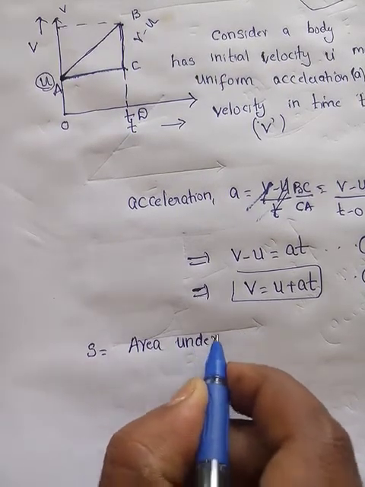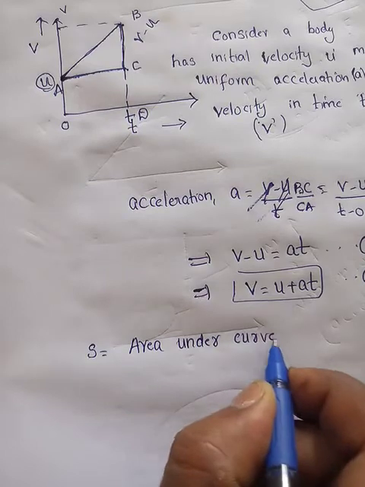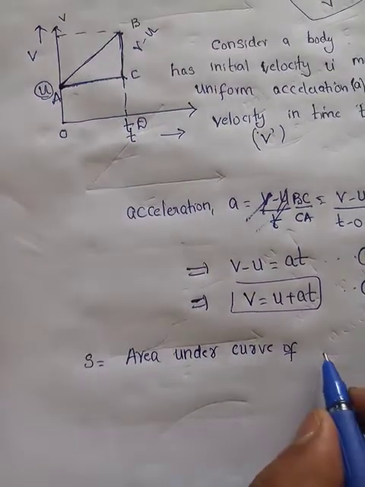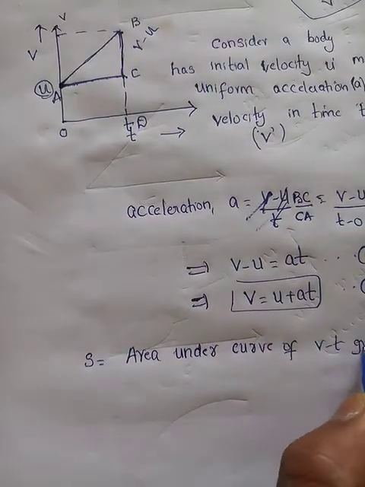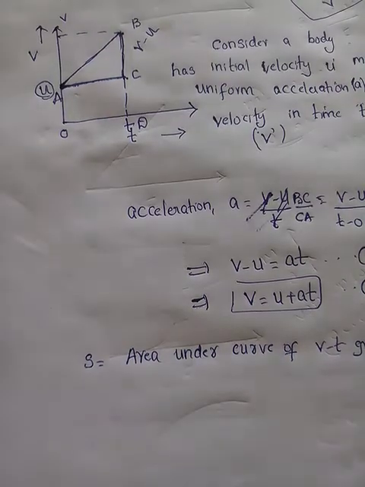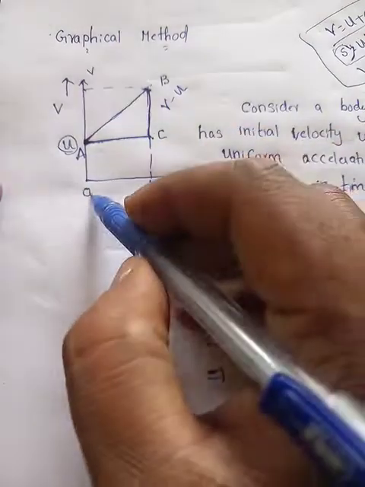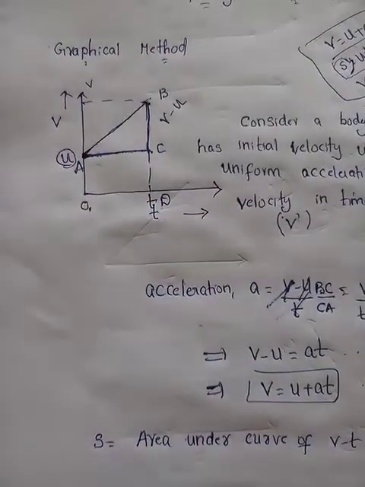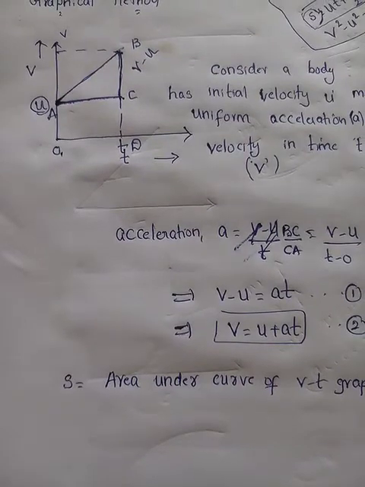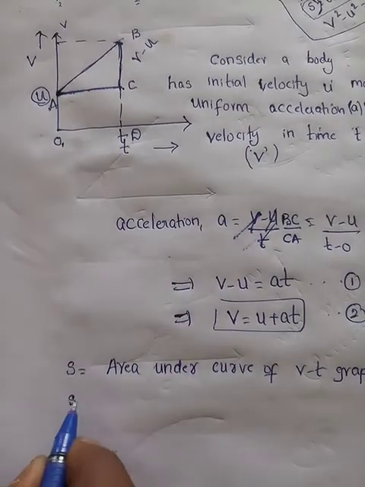Area under the curve of the VT graph. What are the areas that have been covered under this VT graph? It has one rectangle and one triangle, that only we are going to write. So, what is the area present under the curve of the VT graph?